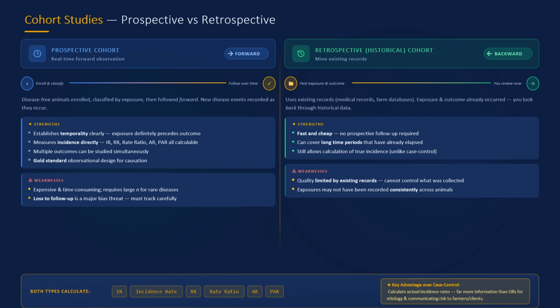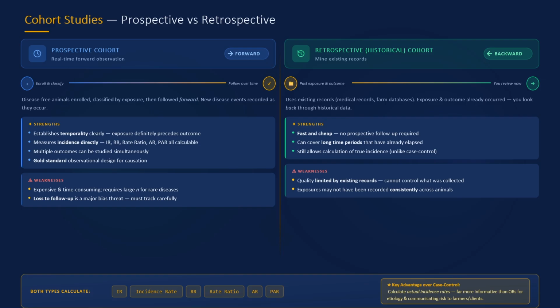You can study multiple outcomes at once. It's the gold standard observational design for causation. The costs: expensive, slow, and you need a large sample for rare disease. Loss to follow-up is the major bias threat, so track your animals carefully.